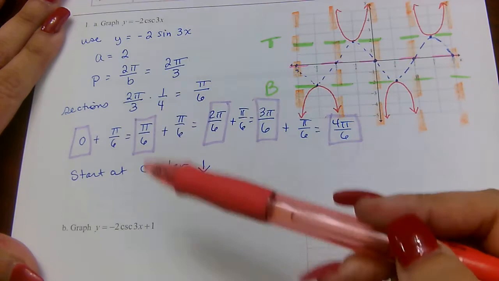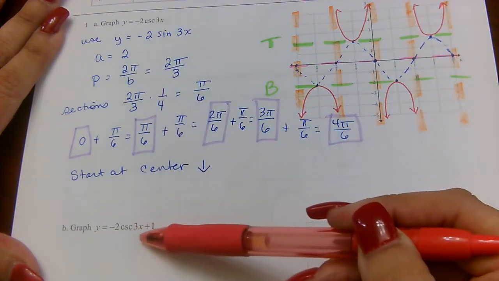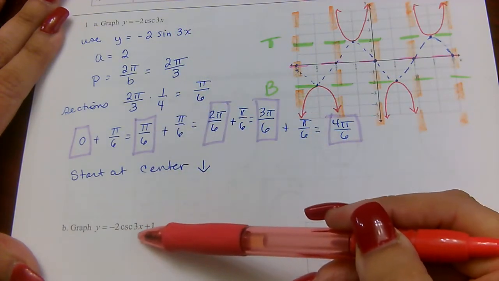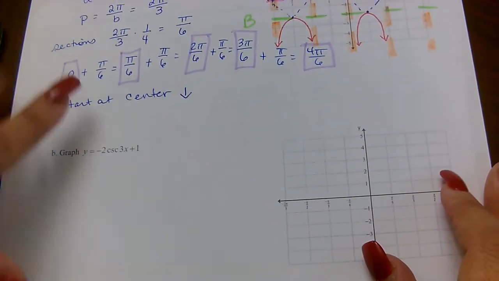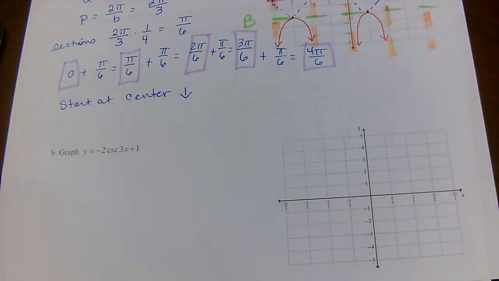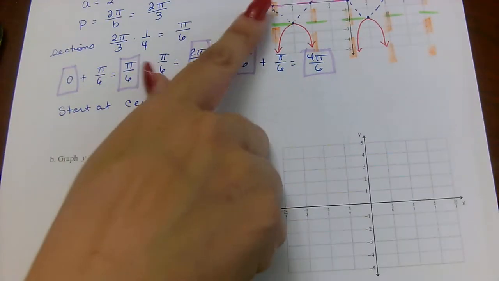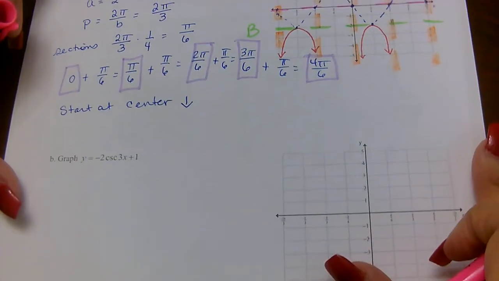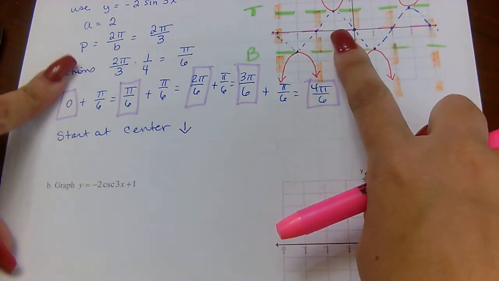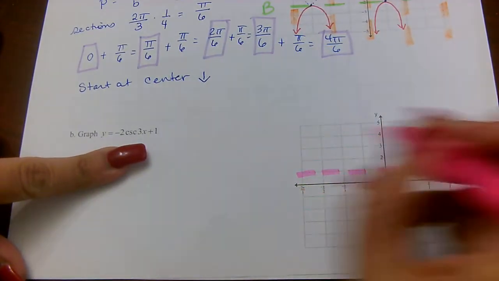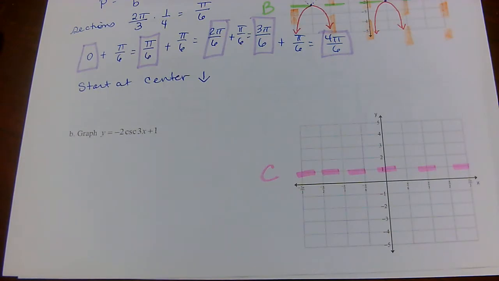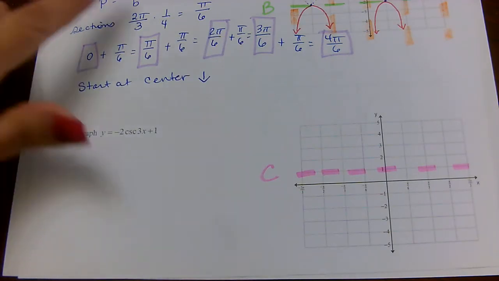Okay, if we go to part B, notice that these are exactly the same, except now hopefully you know that this is a vertical shift. So all the information we did is exactly the same, except you're going up 1. So what I'm going to do with this one is I'm not going to do the math again, but I am going to show you what the graph looks like. I'm going to start my center by going up 1. So here's going to be my up 1. Okay, that's my center.